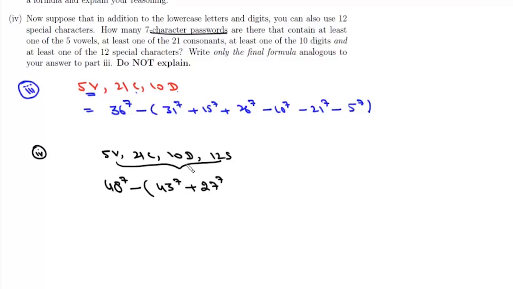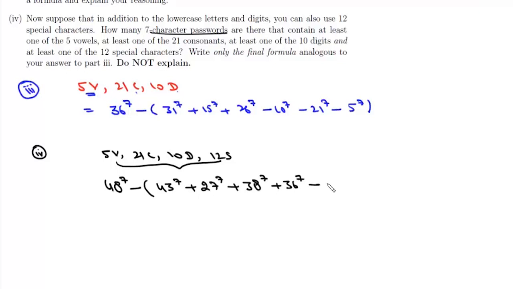If digits are missing, there will be 38 to the power 7. And if special characters are missing, there will be 36 to the power 7. Now this is NA plus NB plus NC plus ND. Now minus, if 2 of them are missing.